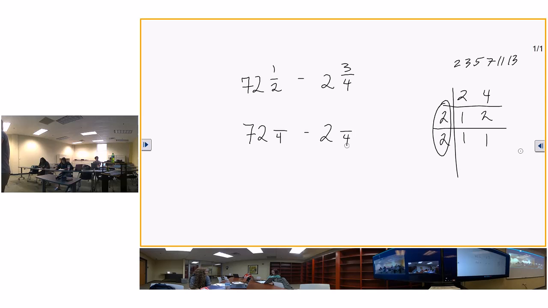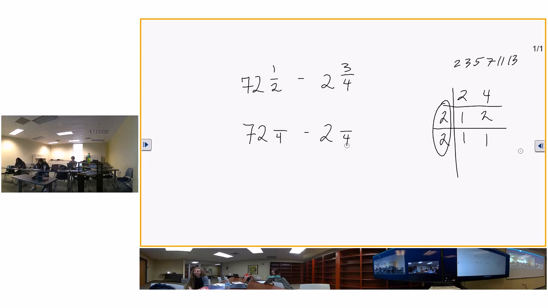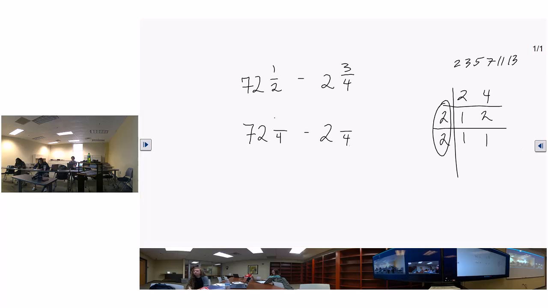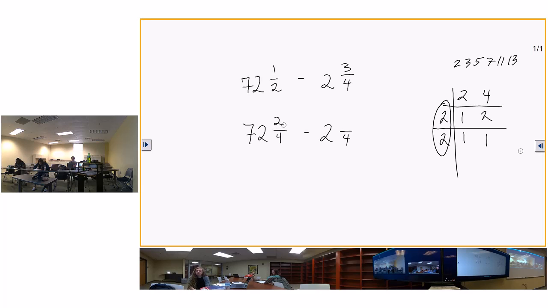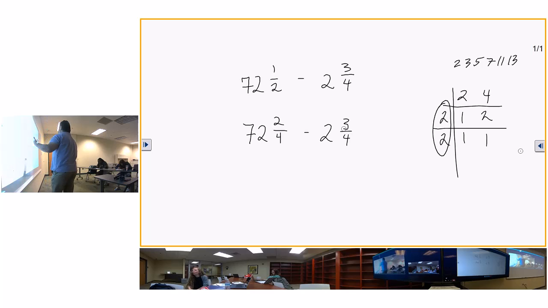Okay, how many times will 2 go into 4? 2 times 1? How many times will 4 go into 4? 1 times 3 is 3. Now, we still can't take 3 from 2, can we? So what do we have to do? Borrow. We have to borrow.